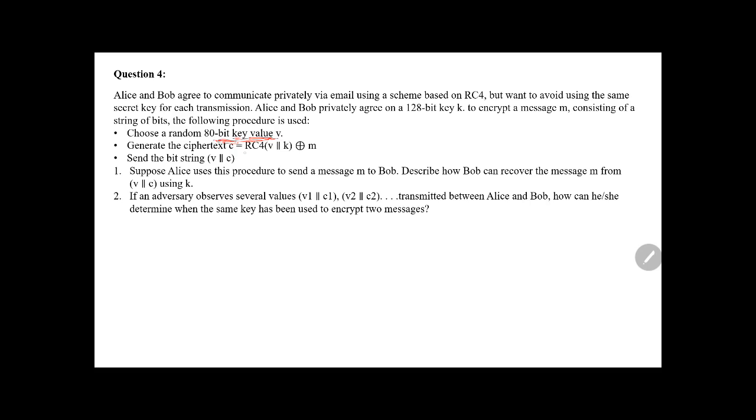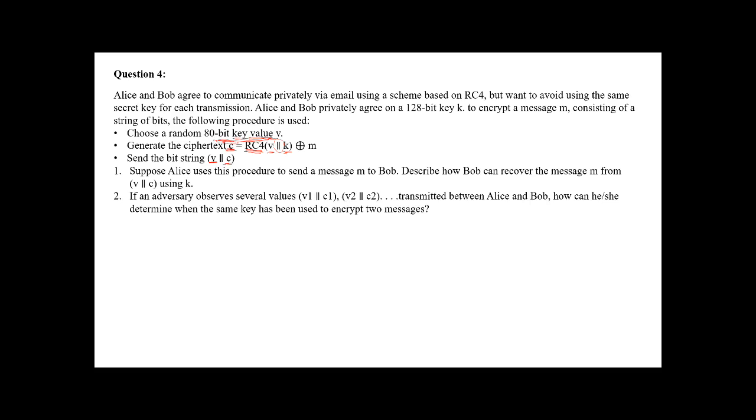The ciphertext is using RC4, which is an encryption algorithm. They use RC4 to encrypt V concatenated with K. This is a concatenation sign, so we stick things together. And then this encryption output is XORed with the original message, and this gets out our ciphertext C. And then they send the bit string V concatenated with C. Suppose Alice uses this procedure to send the message M to Bob. Describe how Bob can recover the message M from V concatenated with C using K.